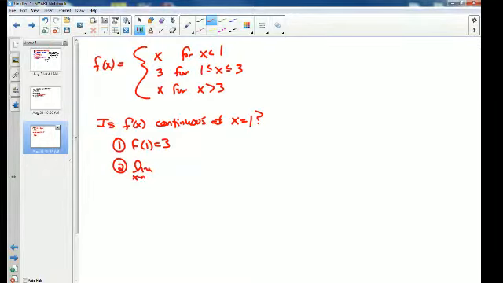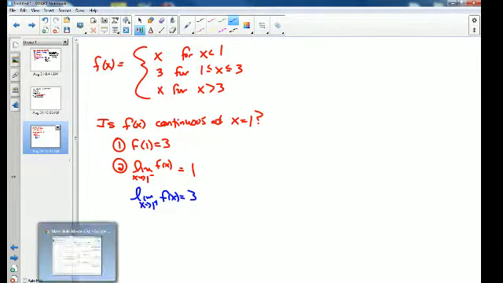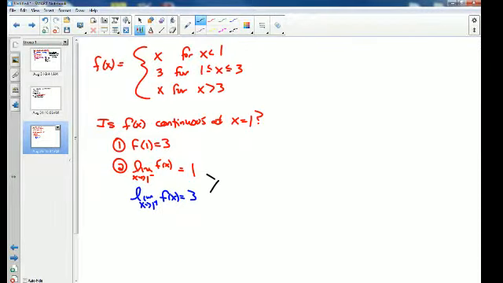Okay, so the limit as x approaches 1 from the left. Which one of these does it use? Which one comes from the left? X, where it's less than 1. The left-handed limit comes from where it's less than 1. So plug 1 in here. What's the right limit? This is where it comes from the right. So it'd be 3. The answer is 3. So the two-sided limit, what's the answer? Does not exist.